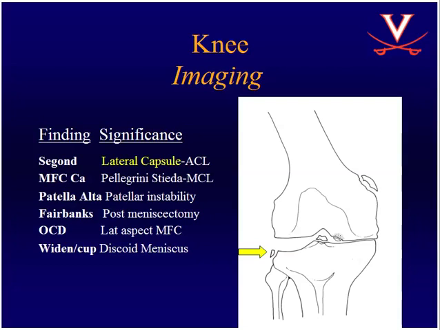Fairbank changes, squaring, ridging, narrowing, associated with arthritis. Fairbank did not describe sclerosis, but that's another finding as well. Osteochondritis dissecans most commonly occurs at the lateral aspect of the medial femoral condyle. A widened or cup-shaped fibula can sometimes be associated with the discoid meniscus. But the most common finding with the discoid meniscus is the MRI sequences, 3 sagittals in a row. If any exam shows you 3 sagittal images in a row, you better make sure it's not a discoid meniscus, because more likely it is. There's no reason for them to show you 3 in a row otherwise.